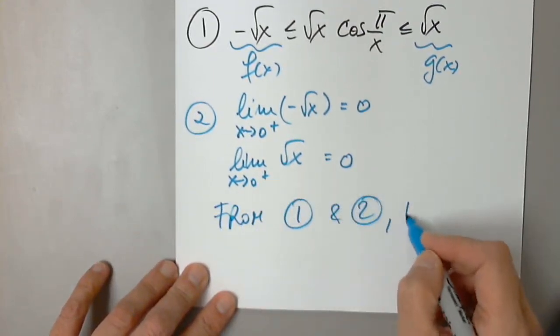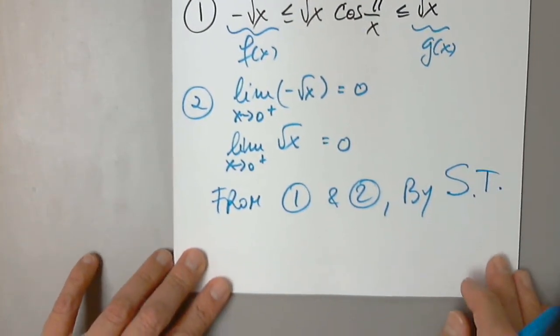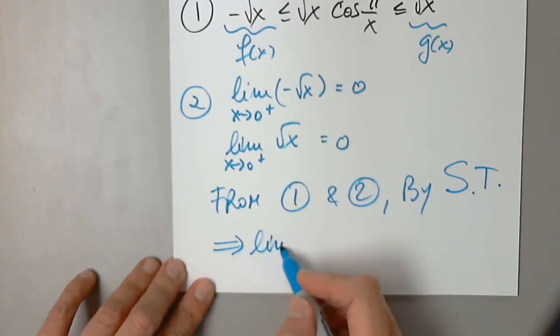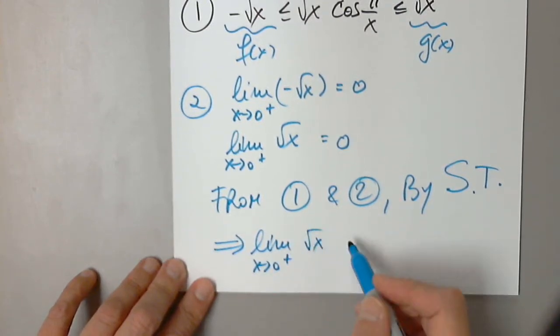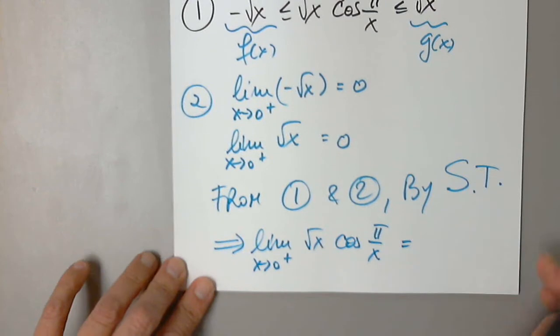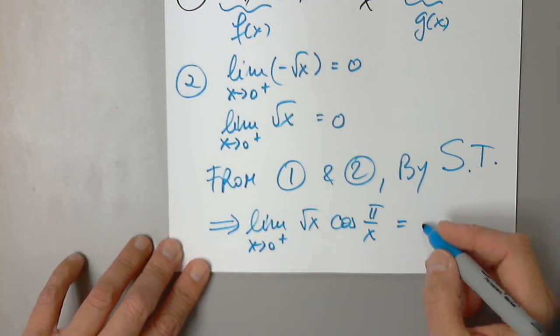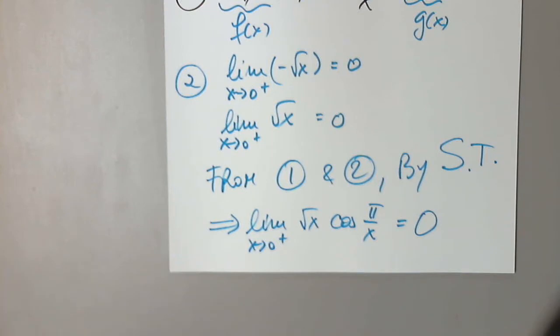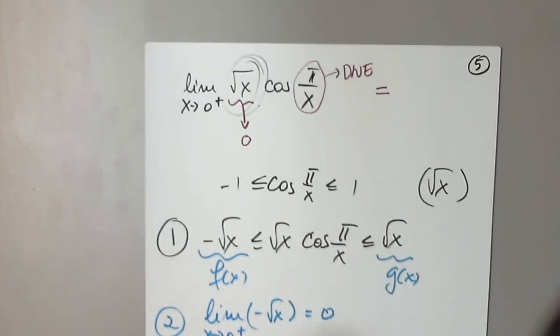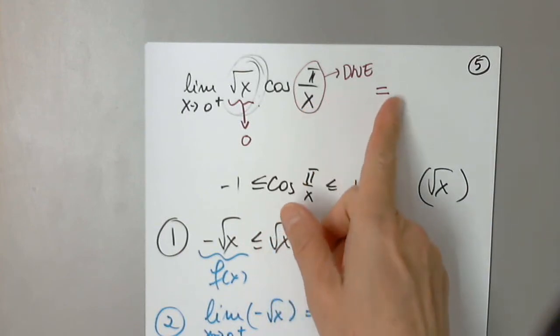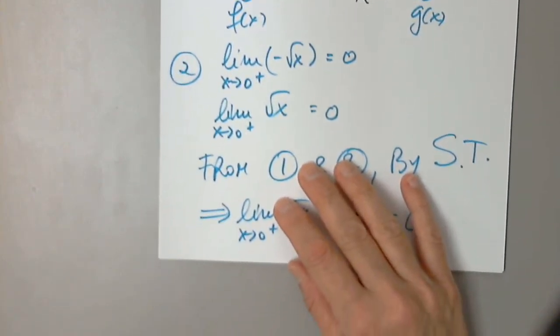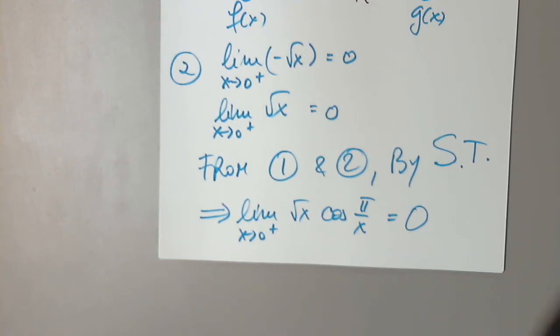So from 1 and 2, by the squeeze theorem, what do we conclude about the limit as x approaches 0 from the right of the square root of x cosine pi over x? Equals what? How much? Of course. If it's squeezed between two functions and the limit of the top and the bottom is 0, then the limit of the function has to be 0. And no, you cannot conclude that 0 times something that does not exist is 0. You cannot. Good. Any questions on this?